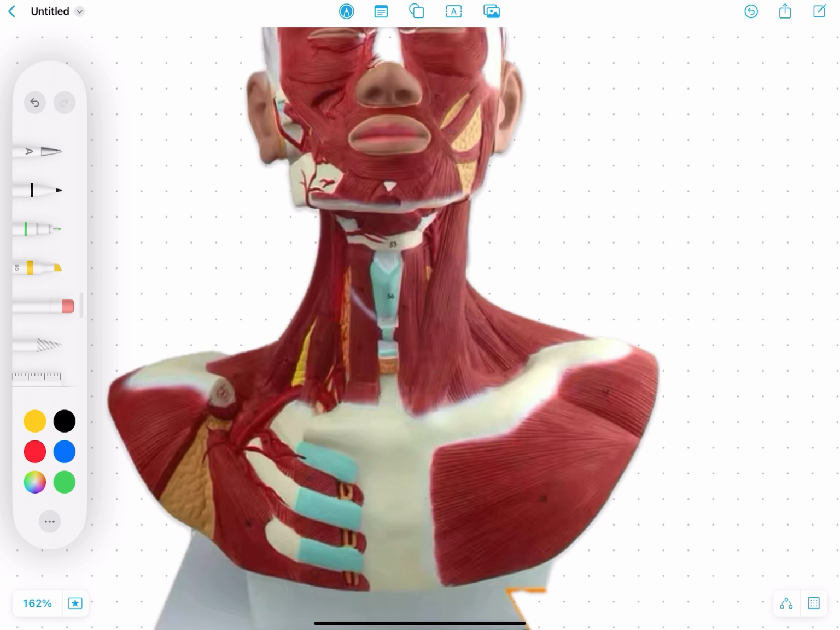So up underneath the sternocleidomastoid, we actually have another muscle that is a little bit difficult to see on this image, and that is called the sternohyoid. So it's this muscle right here. And that is named because, just like the sternocleidomastoid, which originates on the sternum and clavicle and inserts onto the mastoid process, this is named because it originates on the sternum and inserts onto the hyoid bone, which is this bone right here in the neck.